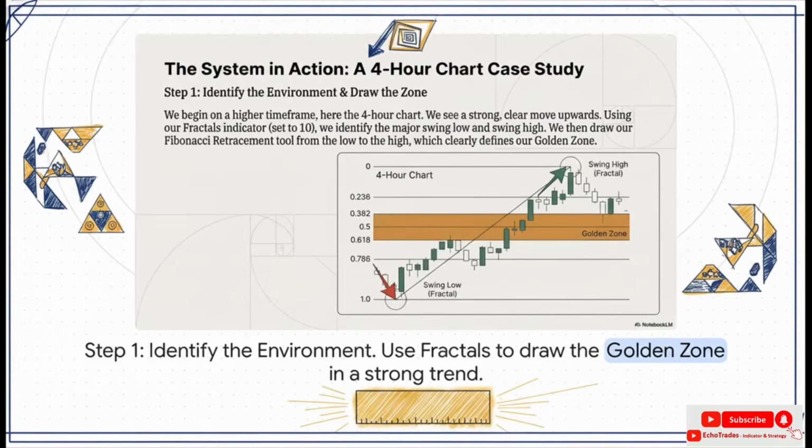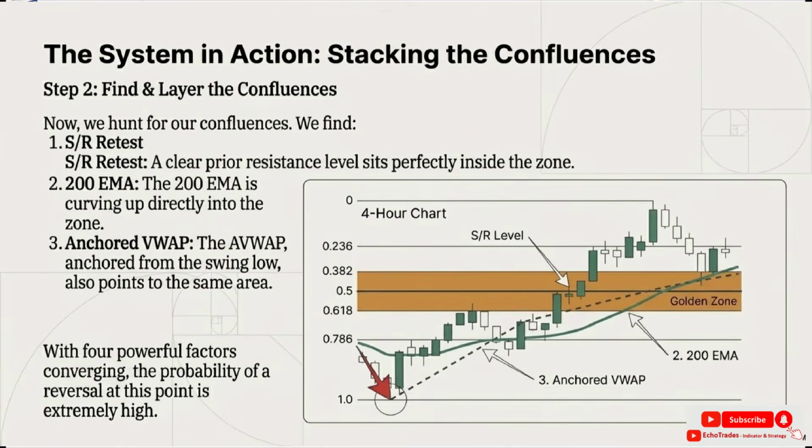Okay, step 1, identify the environment. First thing we see on this 4-hour chart is a nice, strong uptrend. Perfect. So we bring up our fractals indicator, remember, set to 10 periods, and it nails the major swing low and the major swing high for us. From there, it's simple. We just draw our Fibonacci tool from that bottom fractal to the top one, and bam, there's our golden zone, all mapped out.